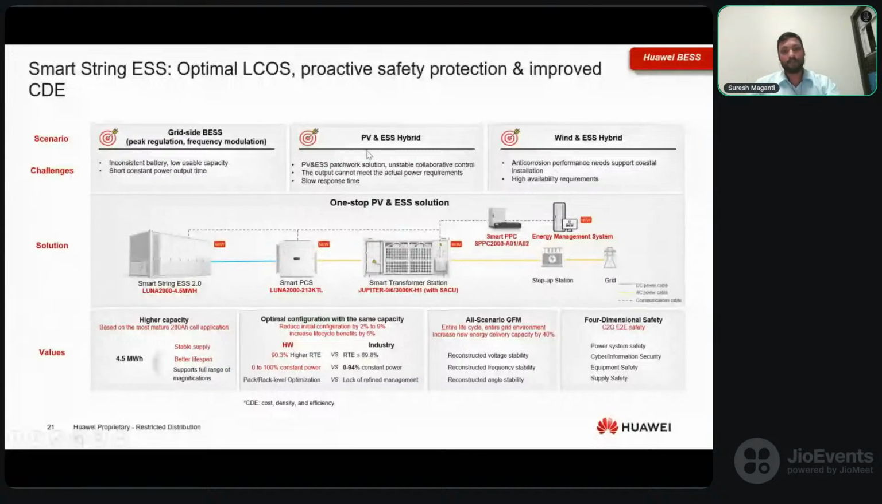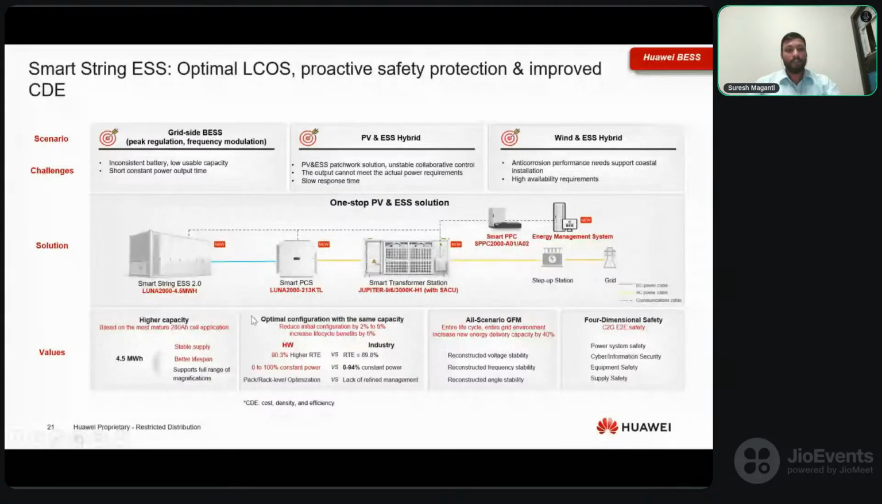For all these, the one-stop solution is the PV and energy storage solution, the smart string energy storage solution, which has higher capacity in a small container. This container will have 4.0 megawatt hour capacity, and it will use the smart power conversion. PCS is the power conversion system, 213 KTL, that is a 213 kilowatt power conversion system. With a smart transformer station, it will connect at 33 kV level, and then it will be stepped up to 132 kV and go to the grid. The energy management system will go into the PV, so that it can coordinate properly.